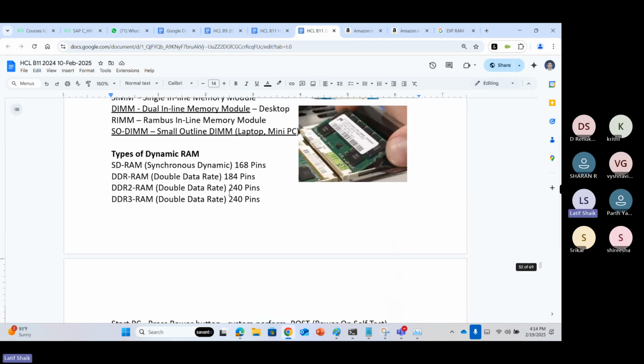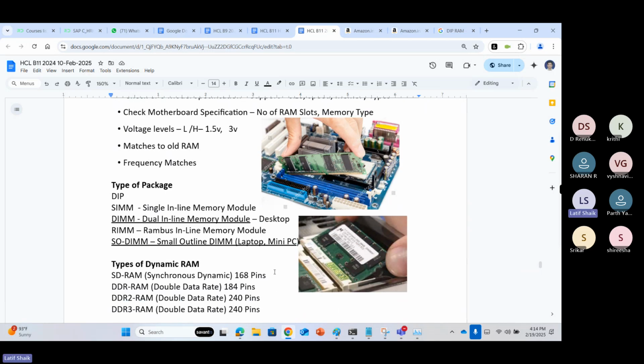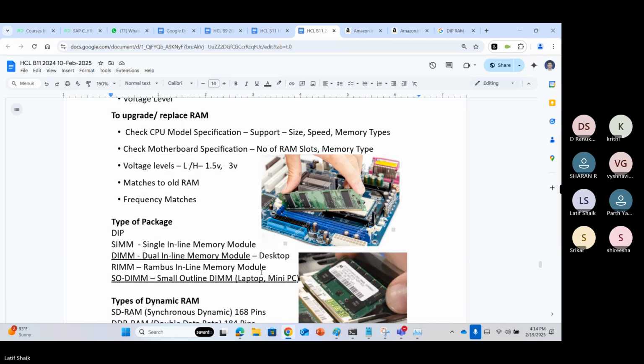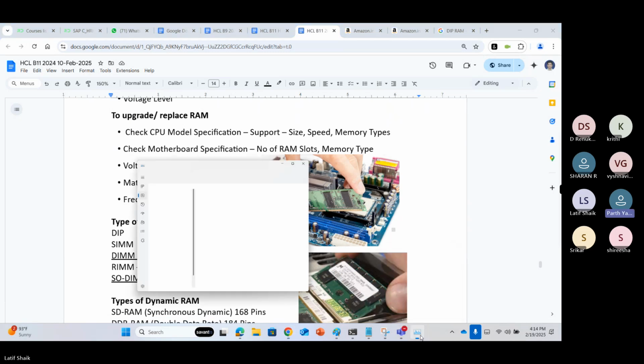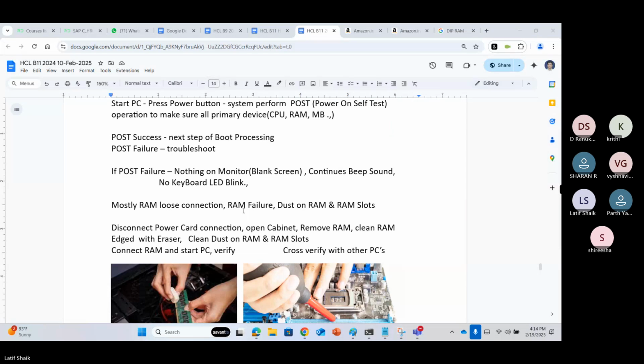Okay, guys, understand? Packages, RAM, SODIMM, DIMM. Yes, sir. Next.